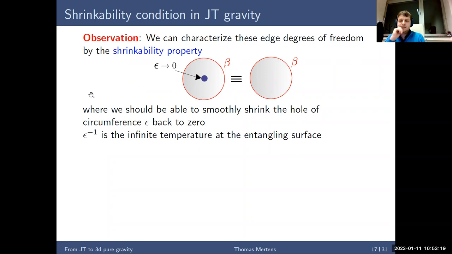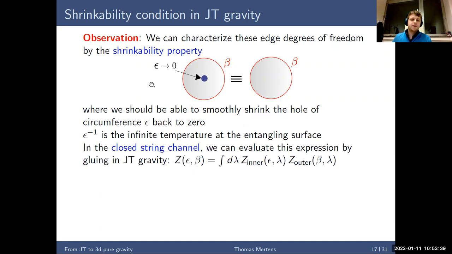And this constraint has a physical meaning, because the circumference of this inner circle, you can view as a regulator of the black hole horizon or of the entangling surface, where epsilon to the minus one eventually goes to infinity, and this corresponds to the infinite temperature you have at the entangling surface. Now you can evaluate this left diagram here in the closed ring channel, if you will. So just by evaluating from the outer circle to the inner circle using gluing formulas in JT gravity.